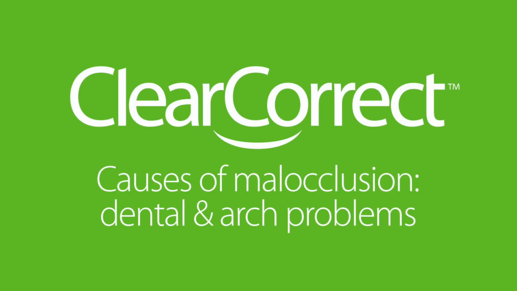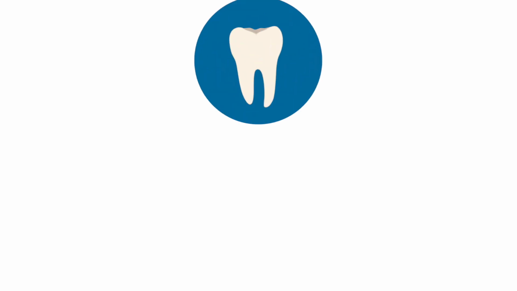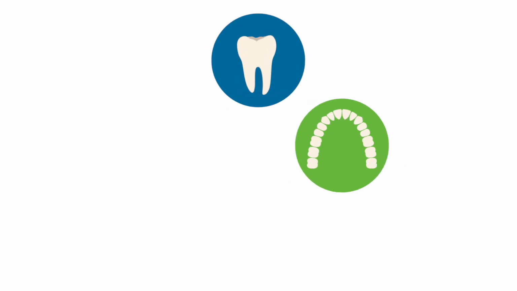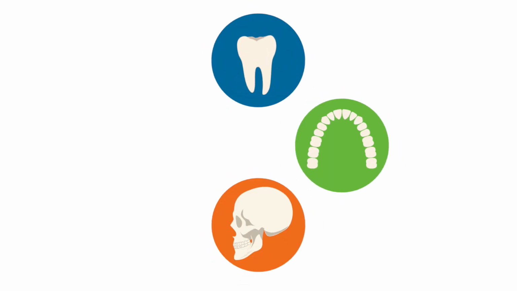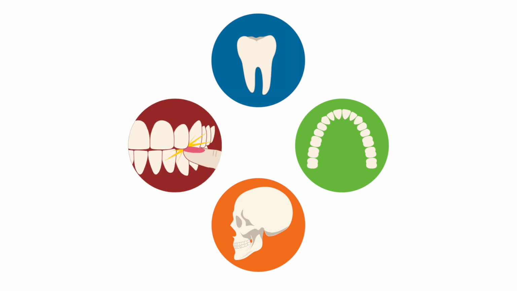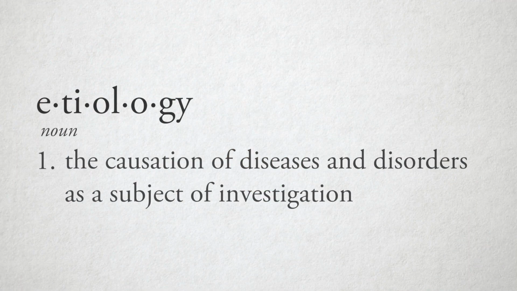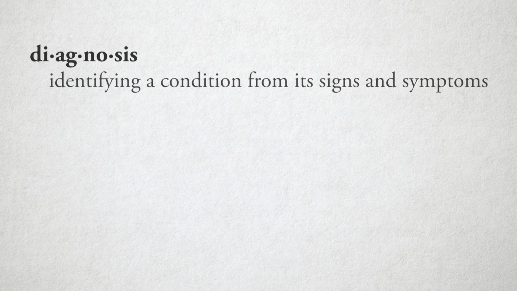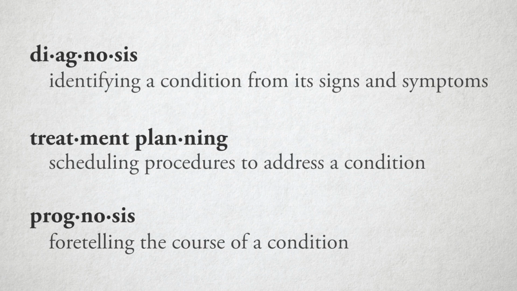There are many possible causes of malocclusion, including the size and shape of the teeth, the form of the dental arches, the relationship of the skeletal components, and a patient's own harmful habits. The cause of a disease or condition is referred to as its etiology. Identifying the etiology of your patient's malocclusion is essential for successful diagnosis, treatment planning, and prognosis.